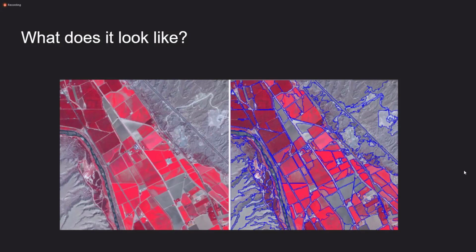The real power of GEOBIA is that we don't have to rely on the spectral information. So the spectral variation or the tonal differences between the pink colors there, we can integrate the spatial characteristics. So how square those plots are or how large they are. So for example, if we had a certain crop that was grown on acres that were on plots that were much larger than other plots, it would be possible to differentiate between those in object-based image analysis rather easily.